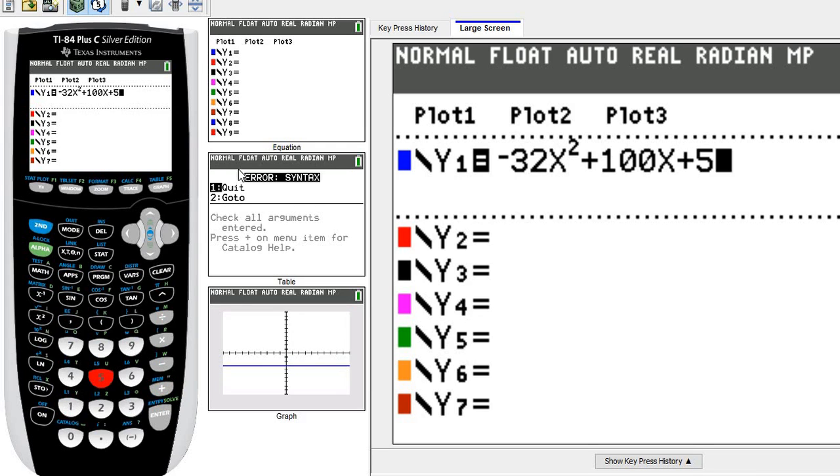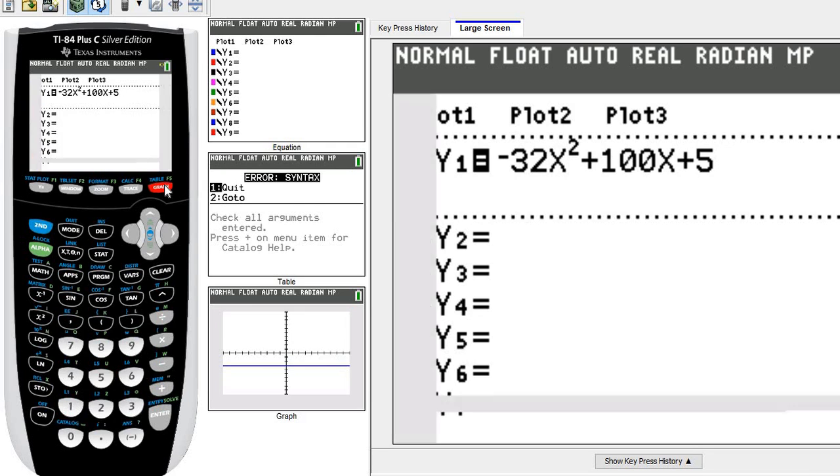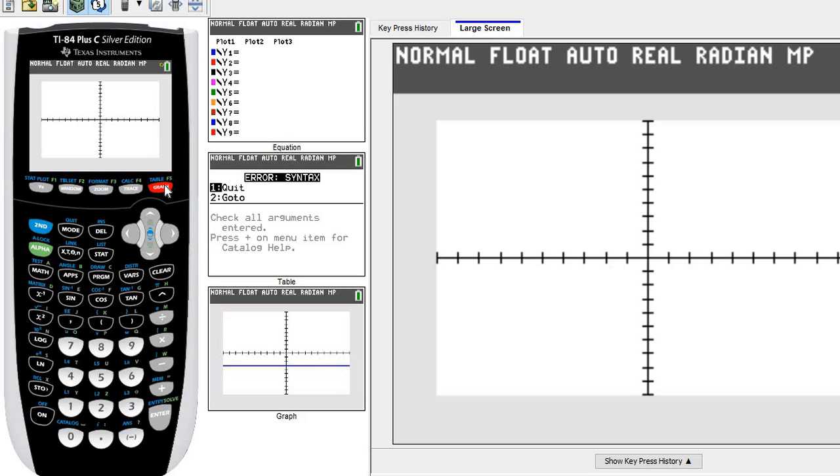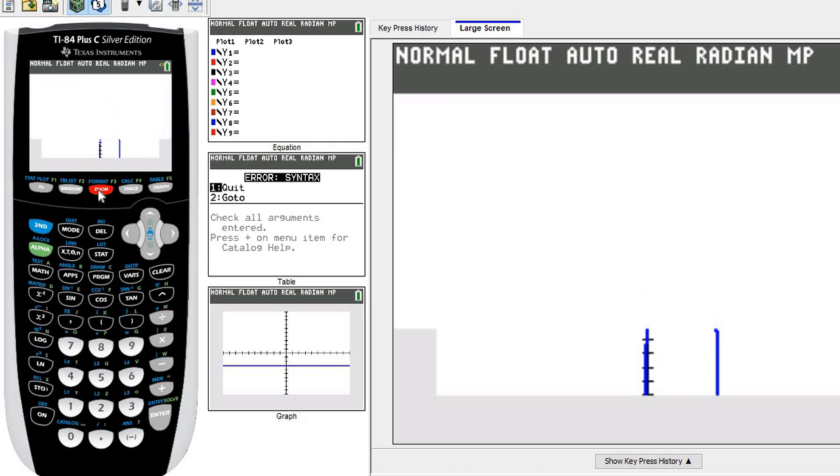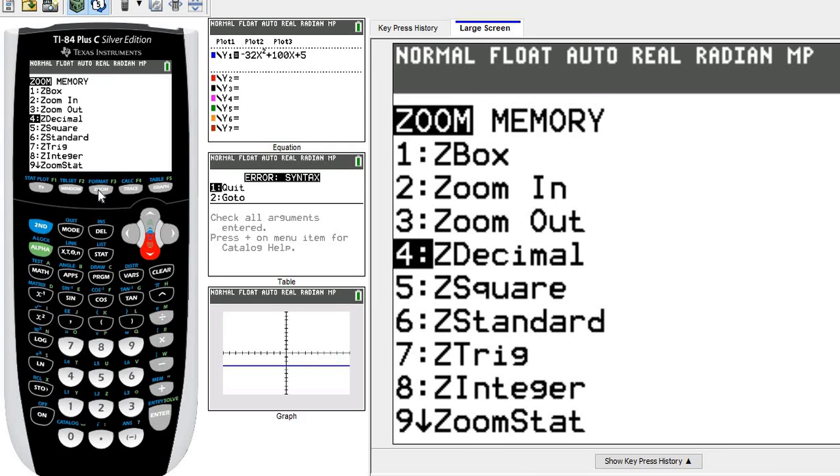So I want to show you what happens when I graph this. It's probably not going to give me a good picture. Let's see. Yeah, and you can see it's actually not giving me a good picture at all. It is a picture, we can't really see it. So now here's where we can go to zoom and then go to zoom standard.